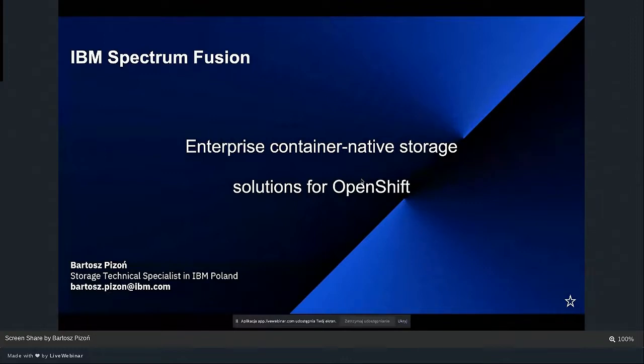So maybe just let me share a little more information about Spectrum Fusion. It's a kind of new product, but I would not say it's a very new product. Like, IBM has not developed something from scratch. It's a little bit different, because it seems that we have a couple of the puzzles.